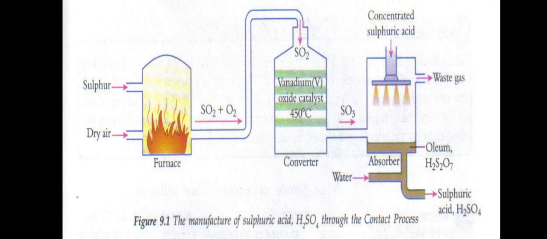And in the third step, that is the absorber, we are treating SO3 with concentrated sulfuric acid. When we treat concentrated sulfuric acid with SO3, it converts it to oleum, and we are dissolving this oleum in water and extracting sulfuric acid this way.